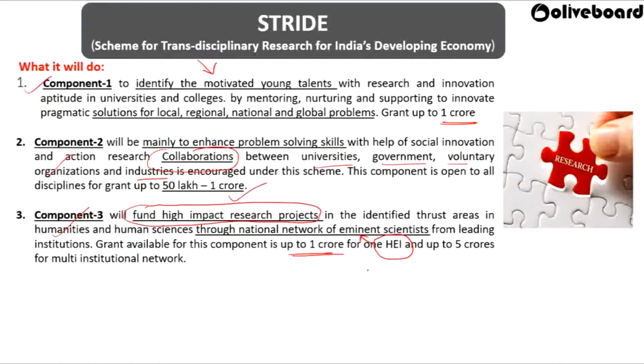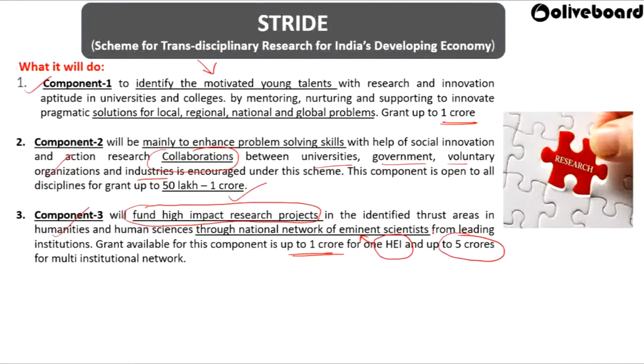So here one higher education institute can get funding up to 1 crore rupees, but if there is a multi-institutional network, they can be provided with a grant of up to 5 crore rupees. This STRIDE scheme will be implemented in 3 components, which we have already studied.